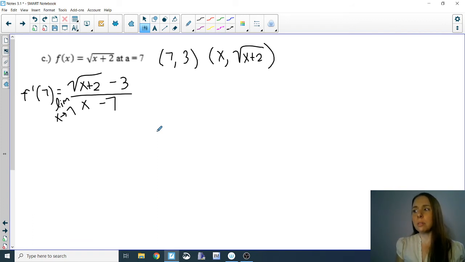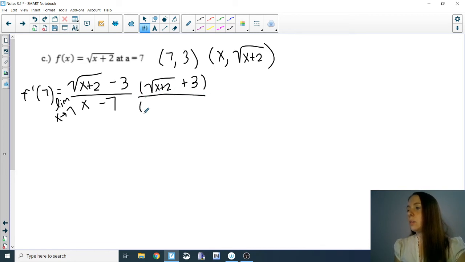And we've discussed what do you do with something like this? Well, you are going to look at that numerator, root x plus 2 minus 3, and you're going to multiply both numerator and denominator by the conjugate, meaning change that minus in between these two terms to a plus. We are allowed to do that because multiplying top and bottom by the same thing is like multiplying by 1, right? This is equivalent to 1. So we're good. I'm going to put this in parentheses and this in parentheses.